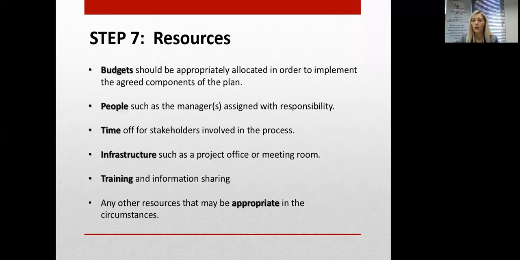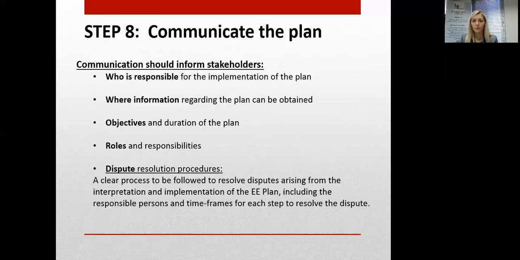Step 7 are your resources. Budgets should be appropriately allocated in order to implement the agreed components of the plan. People such as your managers and your forum, time off for stakeholders to have the meetings and be involved in the process. Your infrastructure such as your project office or meeting rooms. Training and information sharing, or any other appropriate resources that you have available in the circumstances.